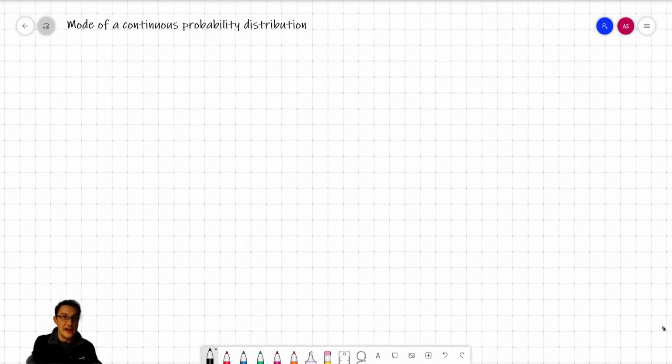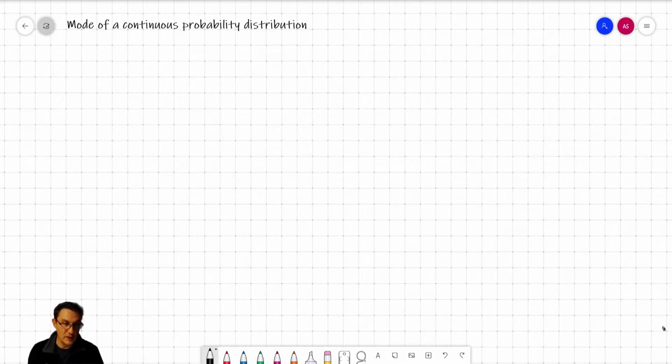Amazing people. What we're looking at now is how to find the mode of a continuous probability distribution. Now, what you might know is mode is the most occurring score normally when you're working with statistics. And in the case here of continuous random variables and continuous probability distributions, the mode is the point with the highest probability. So in many cases, this is the maximum point of a probability density function.